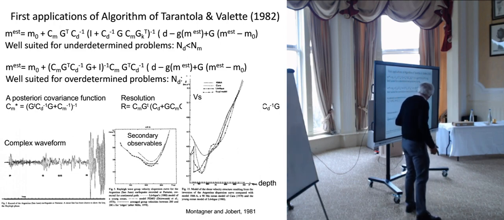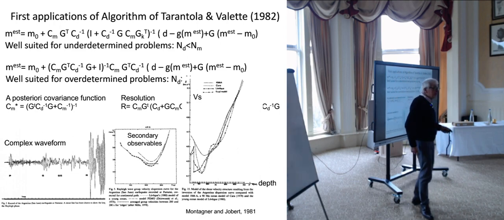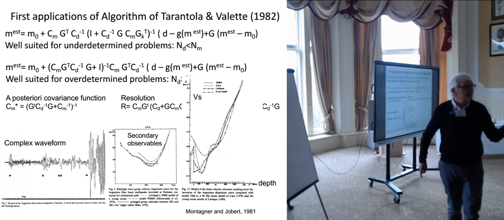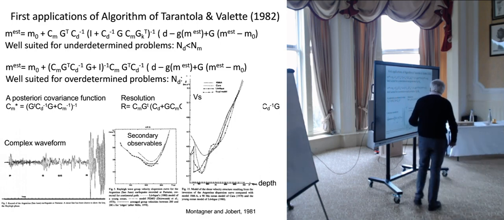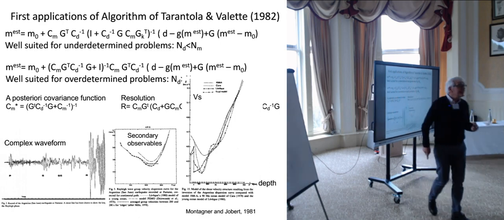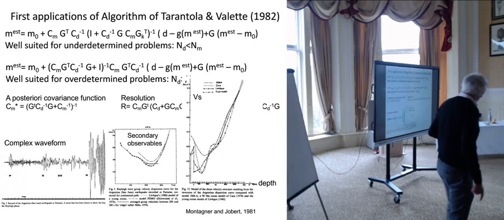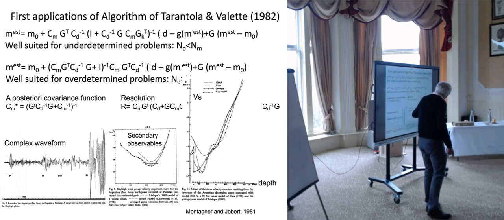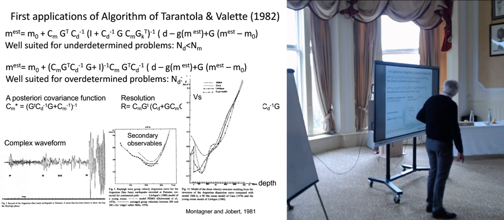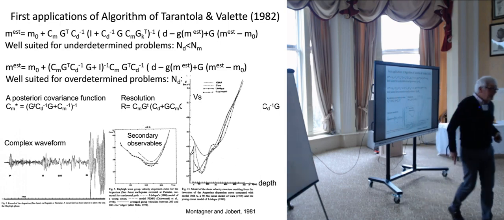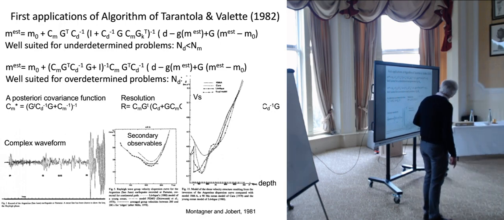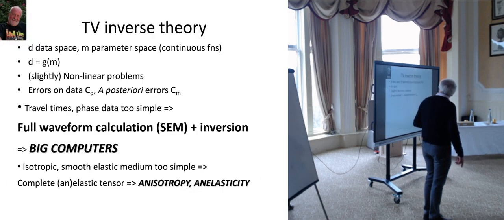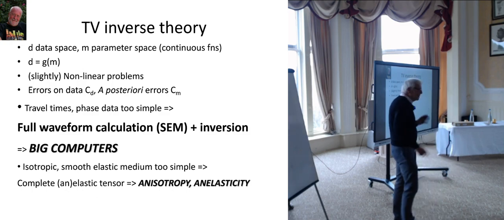And I did that by using secondary observables, which are phase velocities or group velocities, or for body waves, travel times. In that case, the inverse problem is tractable. I was very proud to publish my first paper about the 1D model of S-wave velocity by inverting, using the algorithm of Tarantola and Valette, the S-wave model.